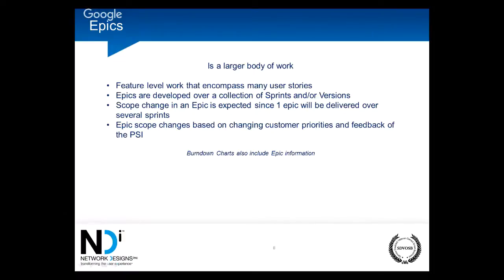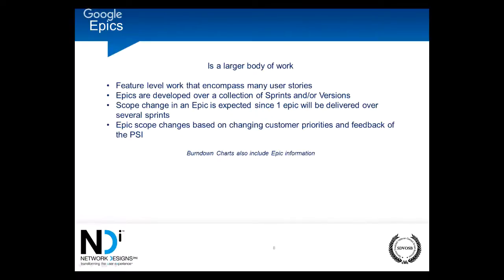Scrum and Agile look at it a different way. Scrum says, you pay me by the hour, and however long it takes is how long it takes. If you extend the scope of the project, it will take me longer to complete it. And since I'm paid by the hour, I'm not really worried about that. If you extend the scope, that's actually job security for us. So with that, scope change in an epic is expected. And I will add that scope change in a theme is also expected. The only place you really can't change the scope in Agile is during a sprint. One epic will be delivered over several sprints, and the epic scope change is based on the customer changing the priorities from his understanding of the feedback from the PSI, which again is potentially shippable increment.